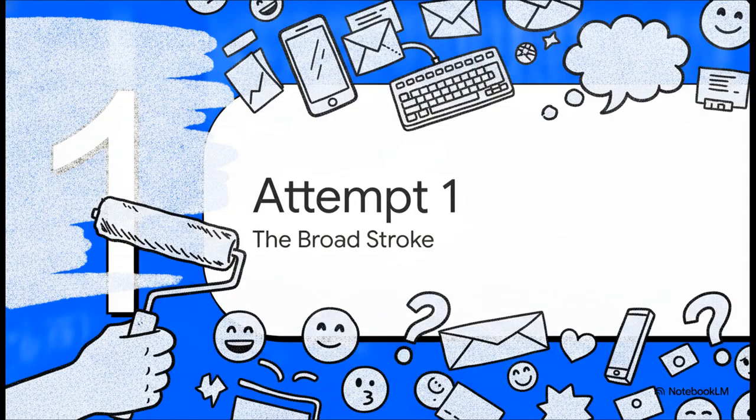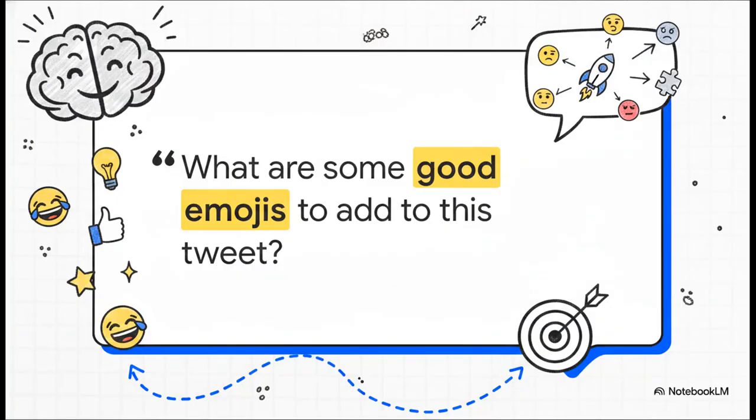The broad stroke. When most people first try to use an AI for a task like this, they usually default to the easiest, most basic method. They just copy the entire tweet and throw the whole block of text at the AI all at once. This is what that basic prompt actually looks like. You just paste in the text and simply ask, what are some good emojis to add to this tweet? Let's see what the AI gives us back when we ask it to analyze the whole thing collectively as just one big thought.